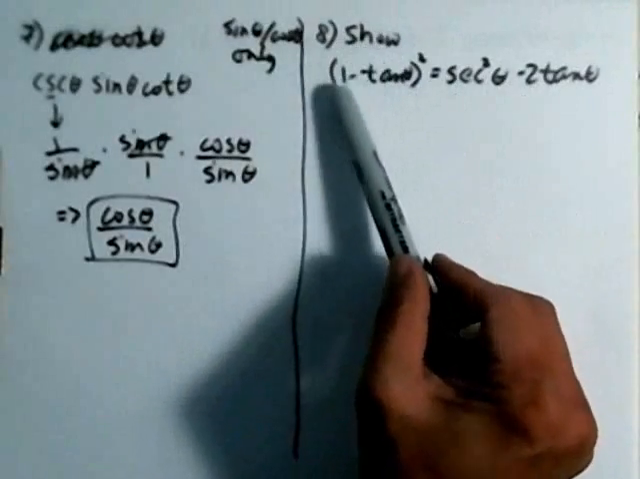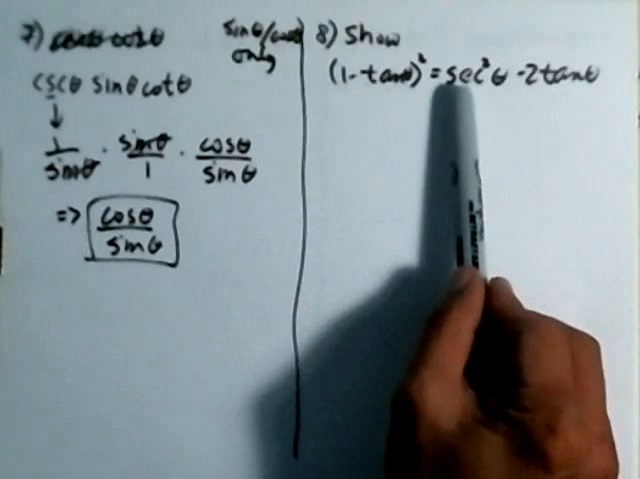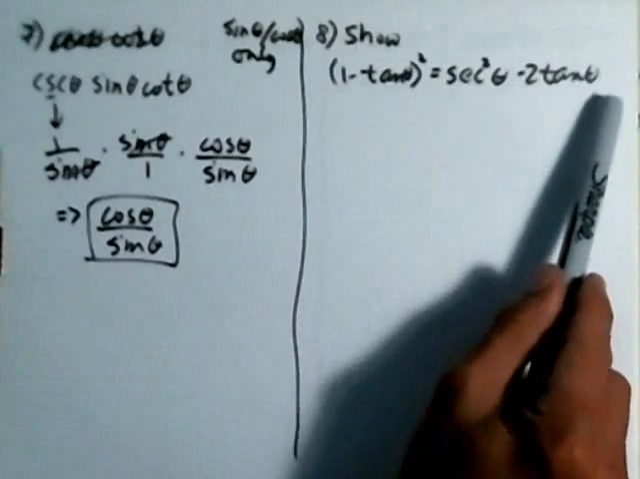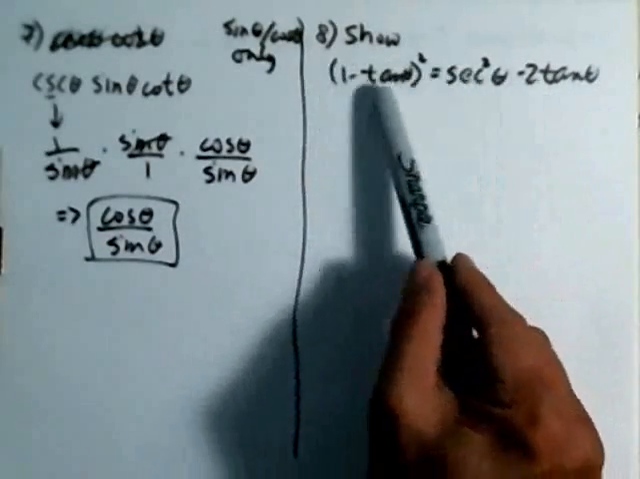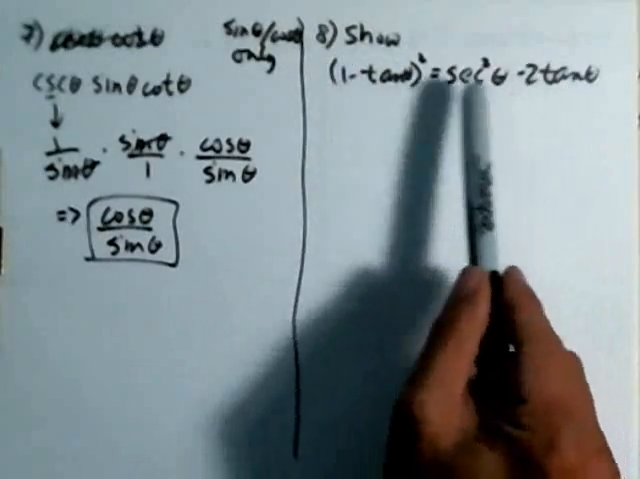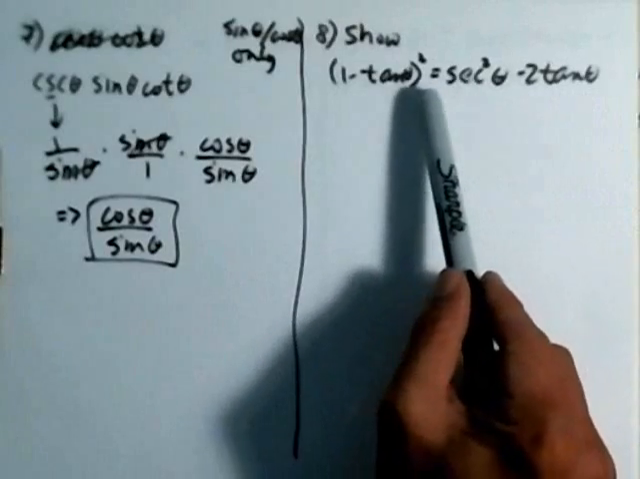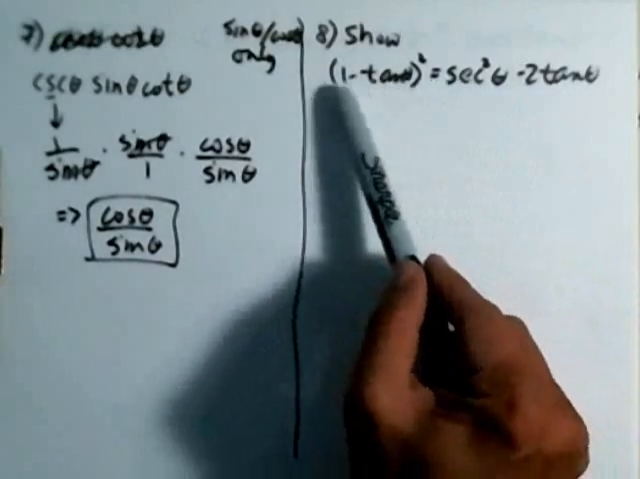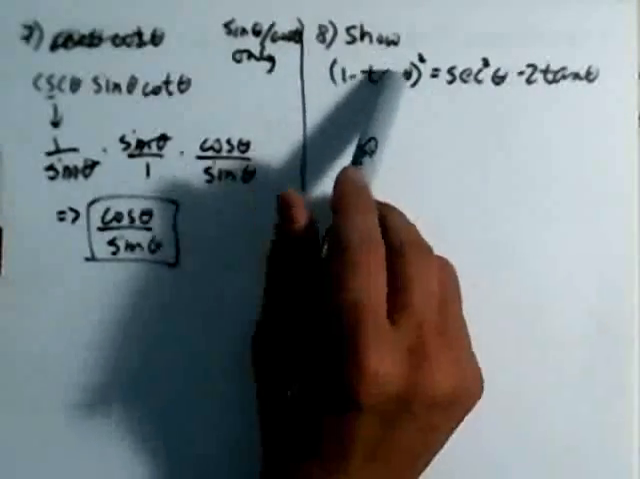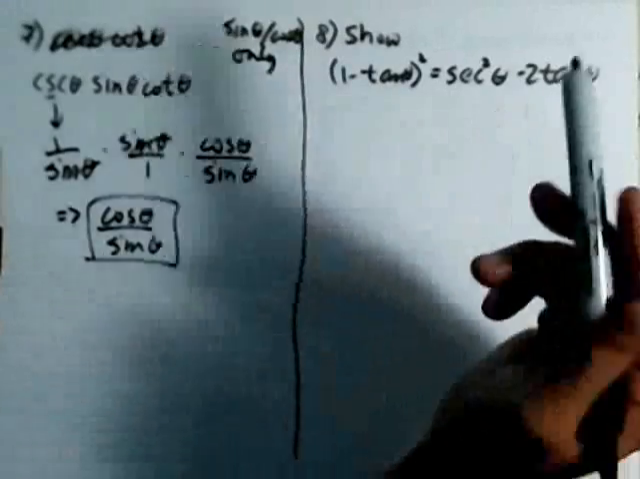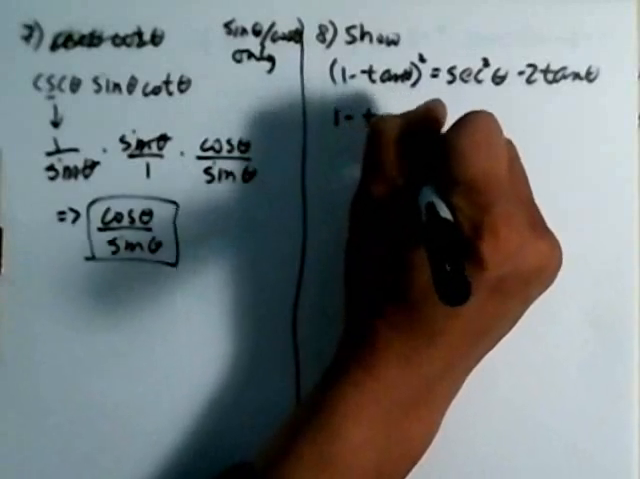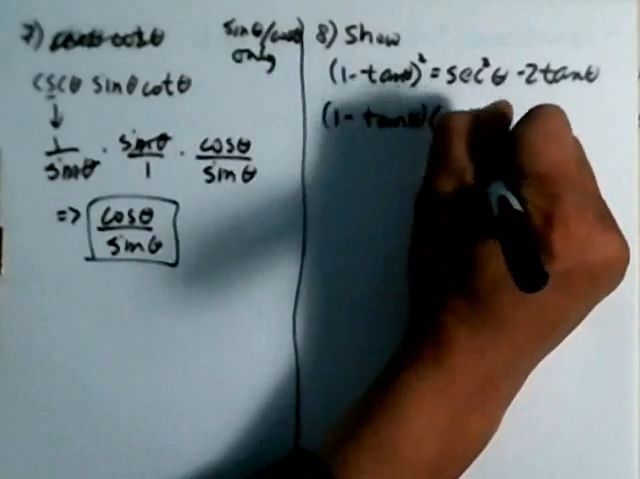The next problem: show that 1 minus tangent quantity squared is equal to secant squared theta minus 2 tangent theta. Okay. If you pick one of the sides, you want to manipulate the more difficult side to the easier side. Since these two both look like difficult sides, I can choose whatever I want, and I choose this one because it's a little bit easier to manipulate. I'm going to distribute this out. 1 minus tangent of theta times 1 minus tangent theta.